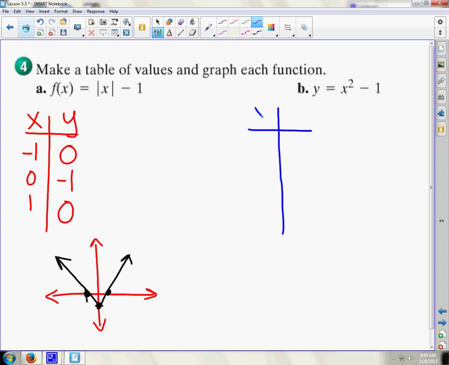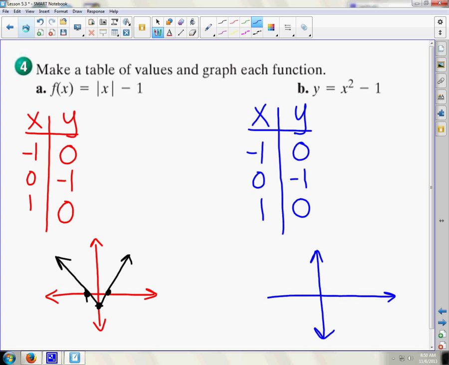Here I'm going to do the same thing, -1, 0, and 1. So -1 squared is 1, minus 1 is 0. 0 squared is 0, minus 1 is -1. And then 1 squared is 1, minus 1 is 0. Notice, look at both of these tables. They're the exact same. So if I ask you to graph these, which normally you're going to have a way more extensive problem than x squared minus 1. That's a very simple problem. But you're going to have to know the difference when you graph it.